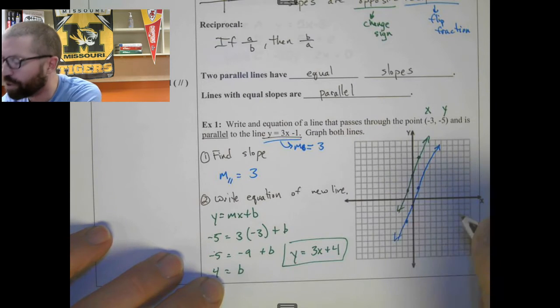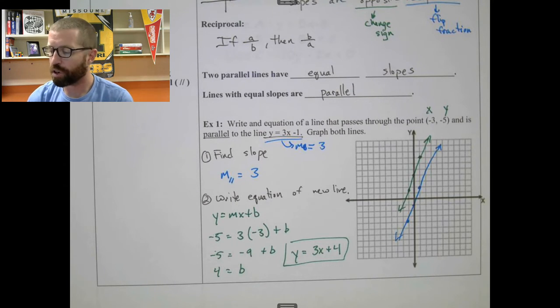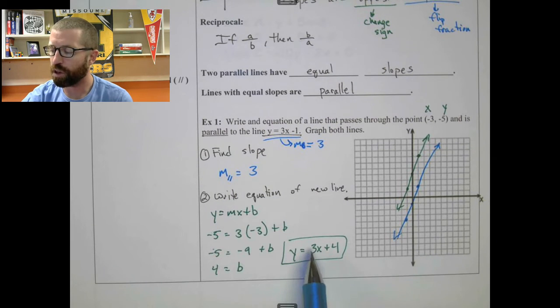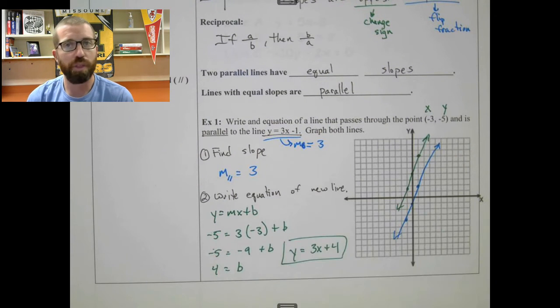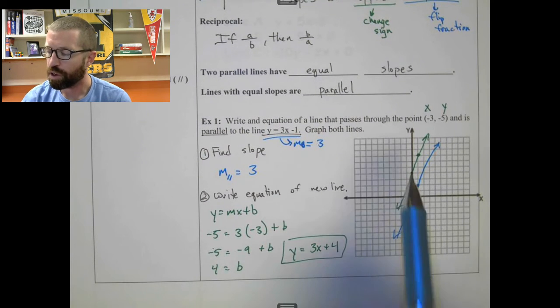My line got a little not straight there. Use a straight edge if you can. But they're not going to intersect. They are parallel. They look parallel, which is good. In terms of checking work, my slope was positive on both of them. My lines are going up. That's good. You can check y-intercepts too, -1 and 4. Those look great.